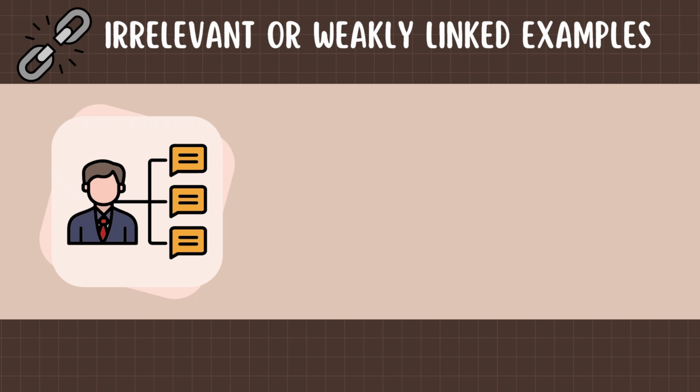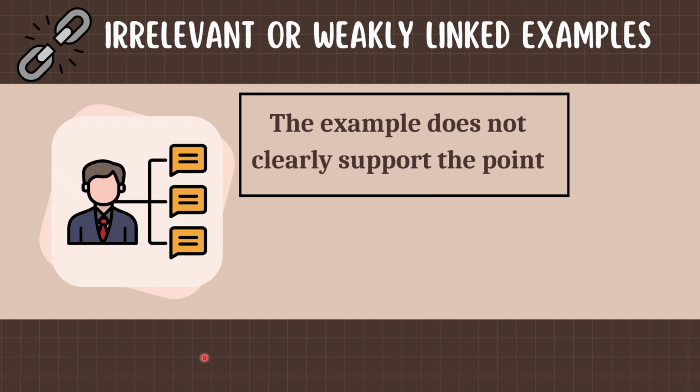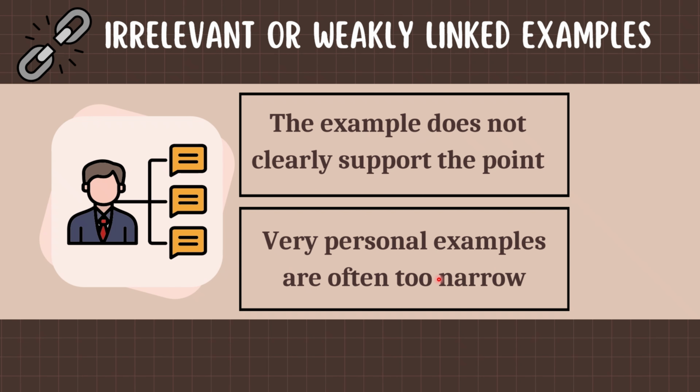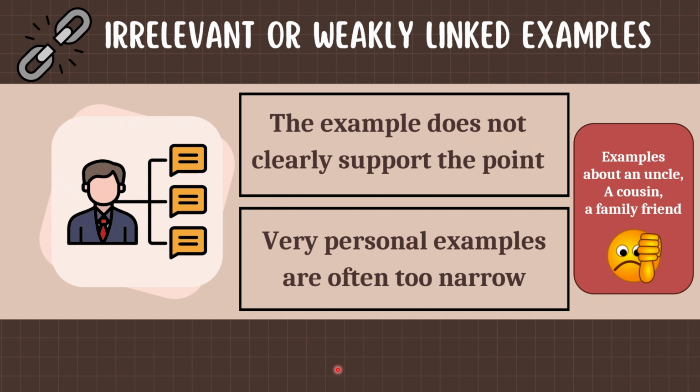The second issue is using irrelevant or weakly linked examples. An example should clearly support the point you're making. If the connection between the idea and the example is unclear, the example does not help the paragraph. A common case of this is very personal examples, such as writing about an uncle, a cousin, or a family friend. They are not technically wrong, but they are usually weak and risky and often hurt the quality of the argument. These examples are often too specific and difficult to connect to or support a general argument.